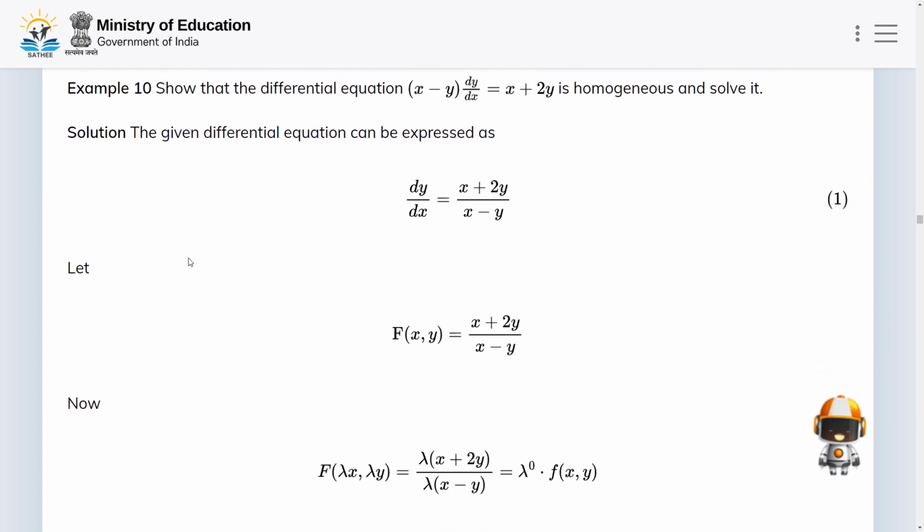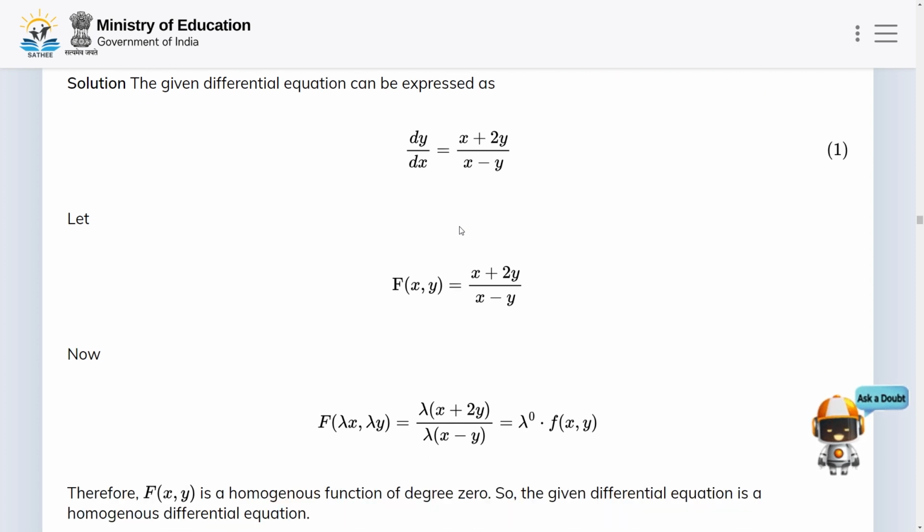For example, (x minus y) multiplied by dy by dx is equal to x plus 2y. Show that it is homogeneous, and solve it. In order to show that it is homogeneous, we have to write this right hand side expression in the form of a function of x divided by y, or just replace your x and y by lambda x and lambda y respectively.